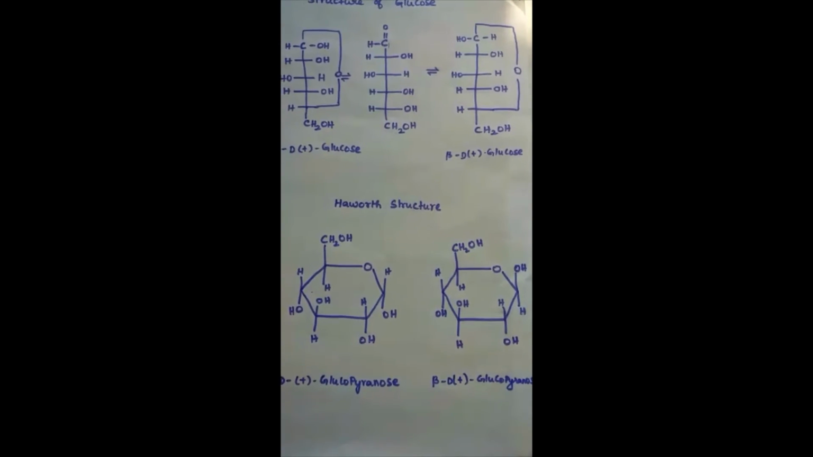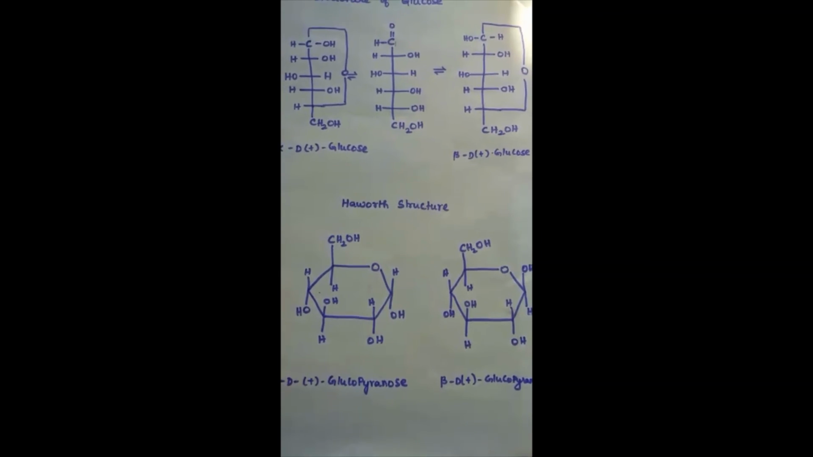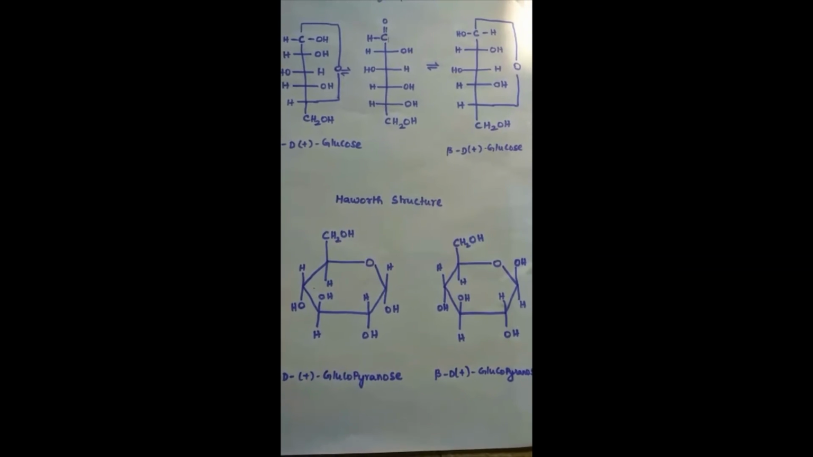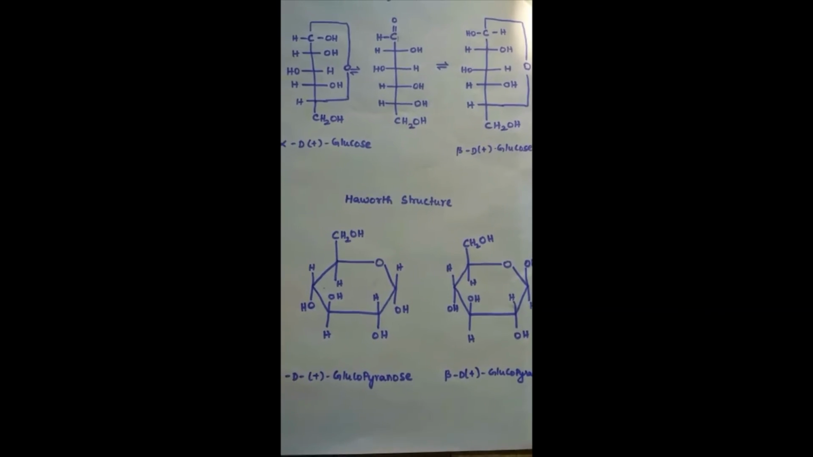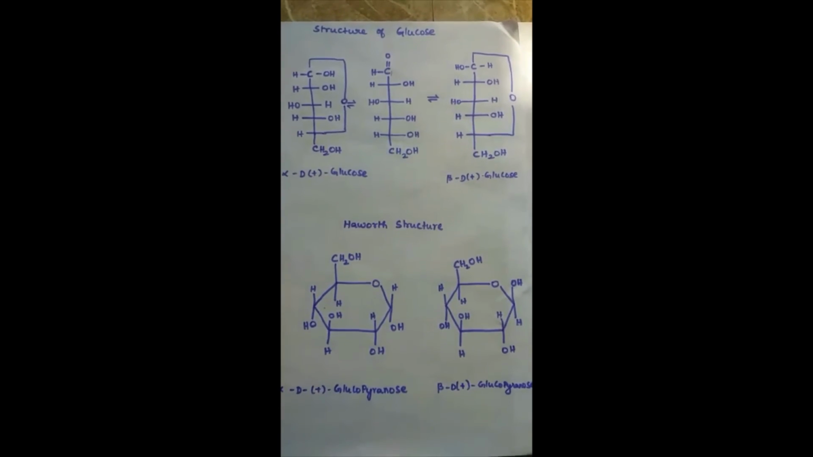These are the overall structures of glucose. So we saw the open chain structure of glucose and the cyclic structure of alpha and beta glucose and the Haworth structure, which is also known as the Pyranose structure. Why is it known as Pyranose structure? Because this structure resembles the organic compound pyran. That's why. So we are having alpha D glucopyranose and beta D glucopyranose structure over here.